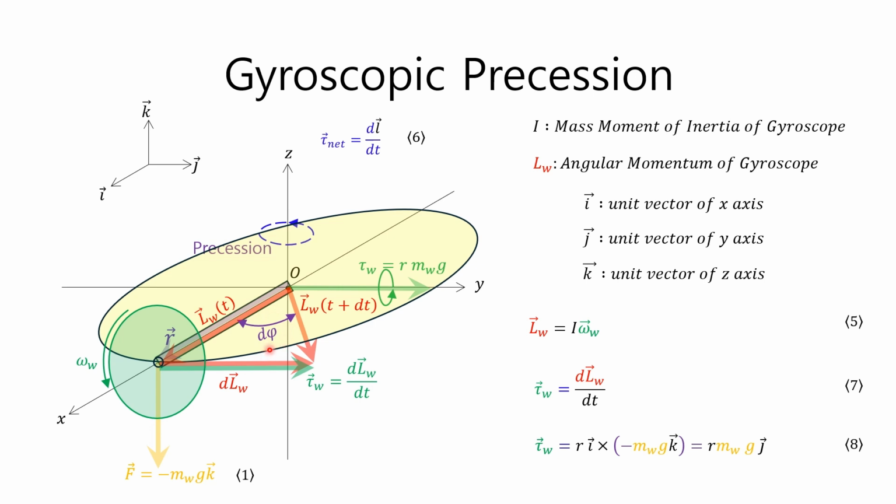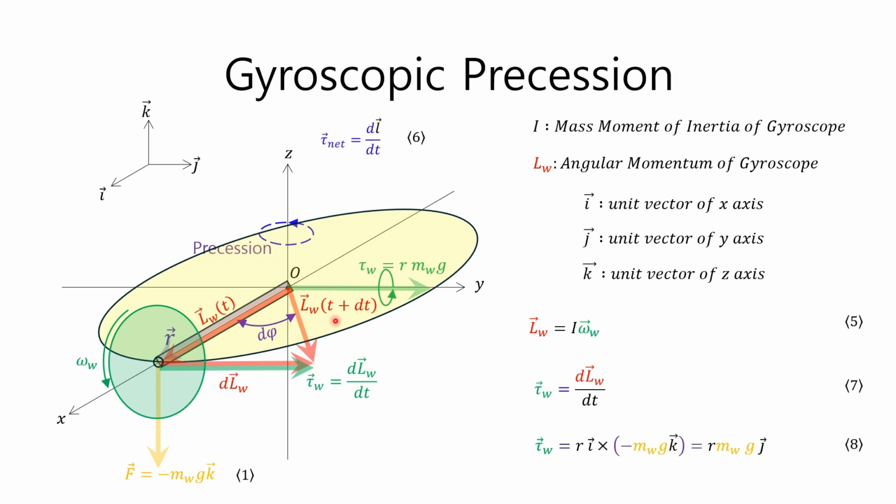As shown in equation 7, the torque τ causes a change in the angular momentum of dLw during the unit time Δt. On the other hand, if the rotation speed ωw of the gyroscope is constant, the magnitude of the angular momentum does not change, as shown in equation 5. Recalling that angular momentum is a vector quantity with magnitude and direction, we can see that the only thing that can change the angular momentum without changing the magnitude of the angular momentum is the direction of the angular momentum.